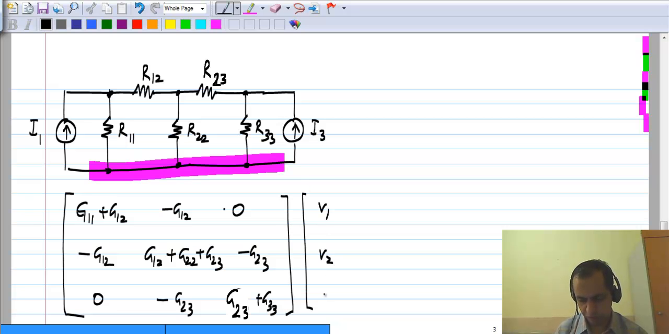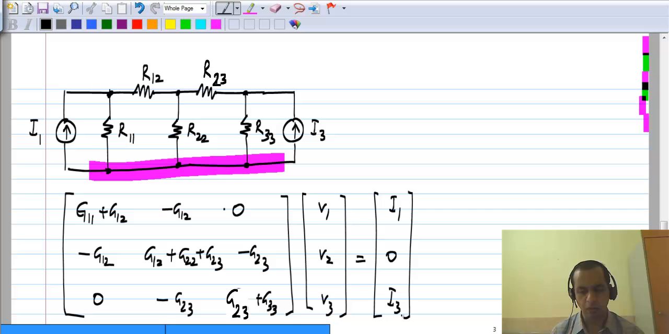Now we also have the nodal equation set up for this, which is the G matrix times V1, V2, V3 equals I1, 0, I3. Now what we'll do is make various changes to the circuit and see how this nodal analysis equation setup is affected. As I said earlier, please work out the effect of the changes yourselves and compare it to what I work out.